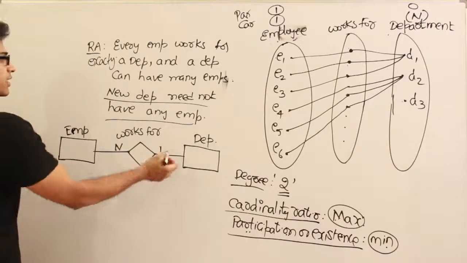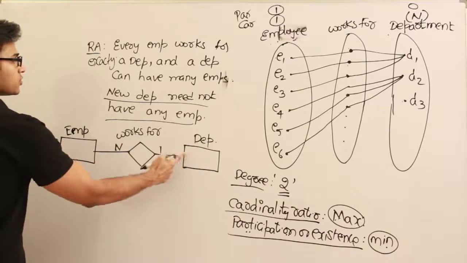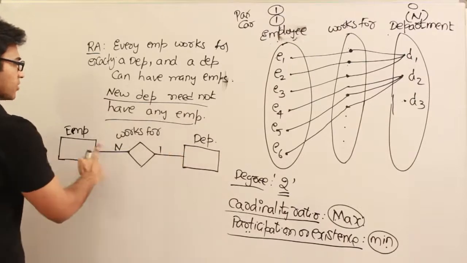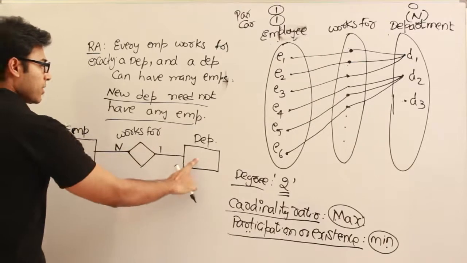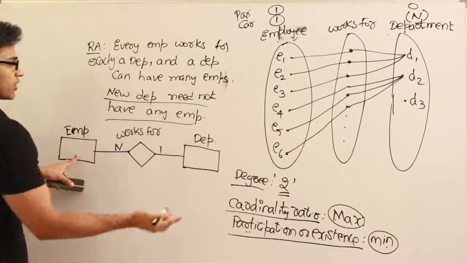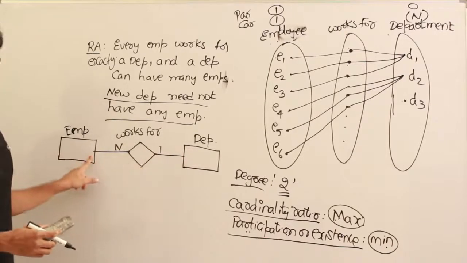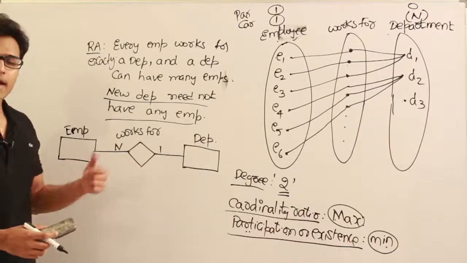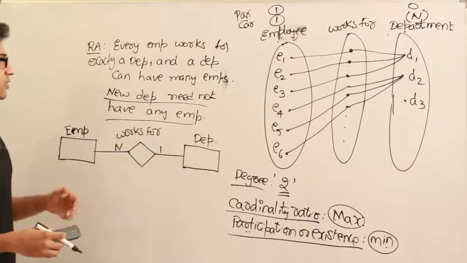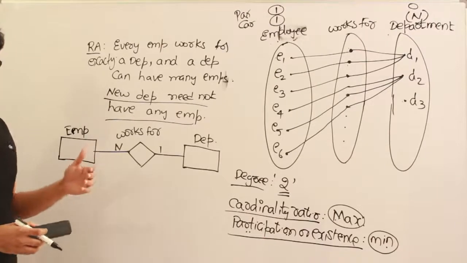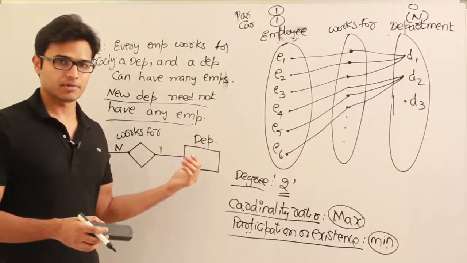So what does it mean? Department to employee is a 1:n ratio. The cardinality ratio from department to employee is 1:n, a 1-to-many function. It means that one department can have many employees. And what about the participation? Department is not going to participate in a relationship, which means it is not guaranteed that every department is going to participate in a relationship. Why?